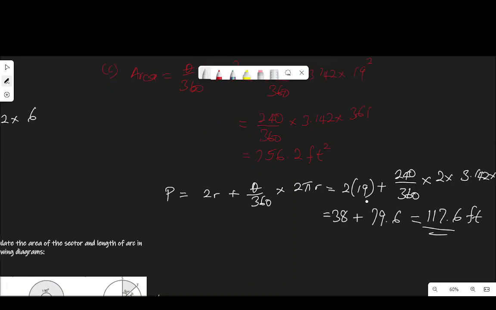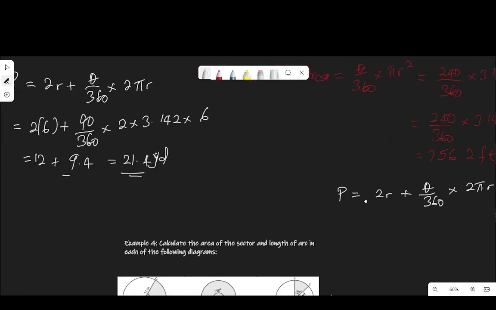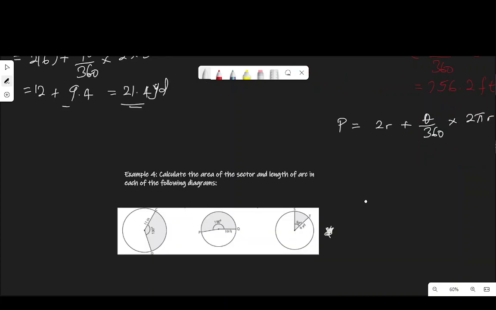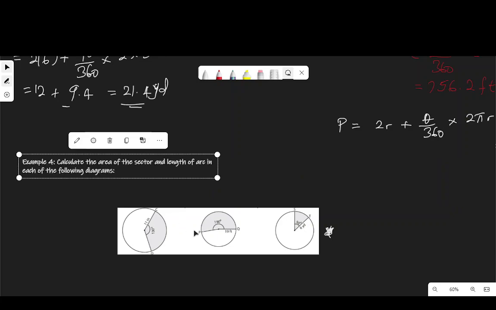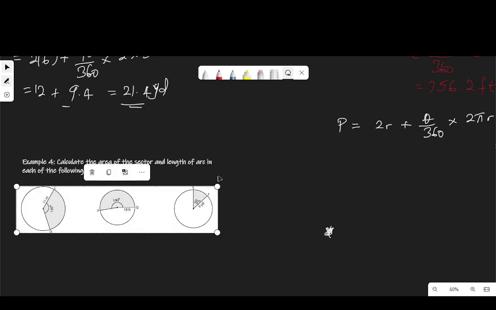That brings us to the end of area of sector and perimeter of sector. Okay, we still have one more example here. Let me shift this a little so I have more space to work. The question says, calculate the area of the sector and length of arc in each of the following.